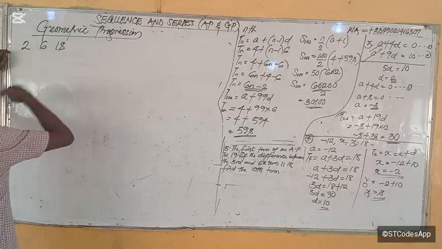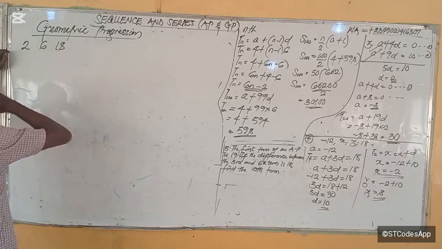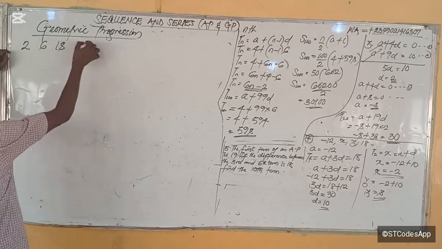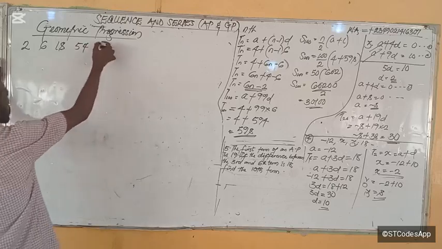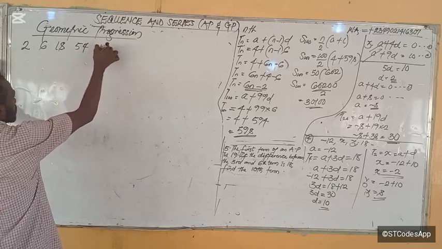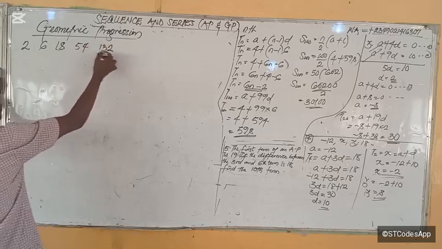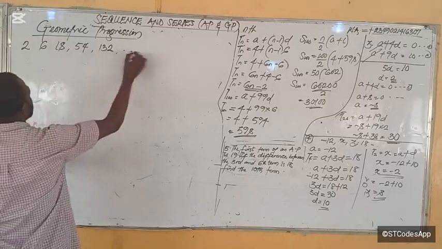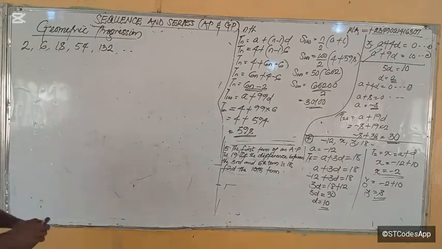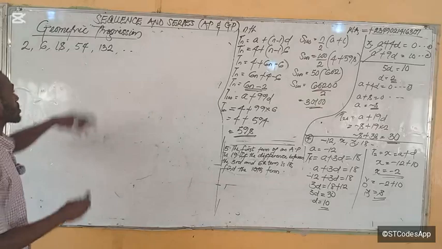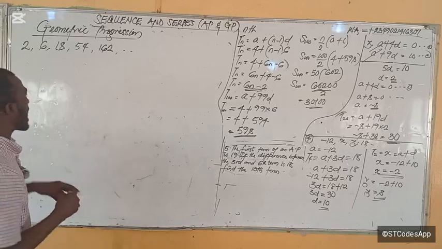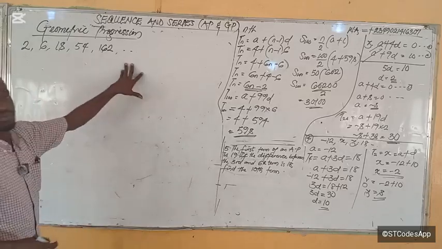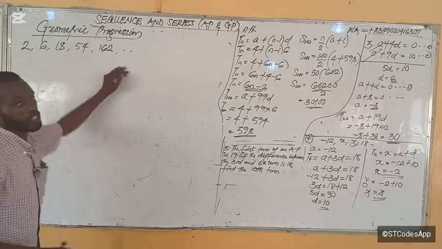18 by 3, 2 is 36, so 3 will be 54. By 3 also, 132. So let's stop here. Now, you see this guy? Let's say this 162, sorry, 162. So let's say this is our GP. Okay, this is our geometric progression.